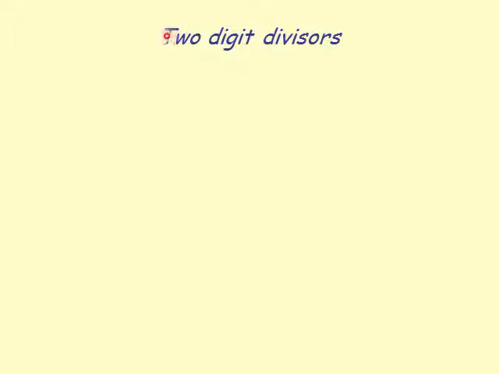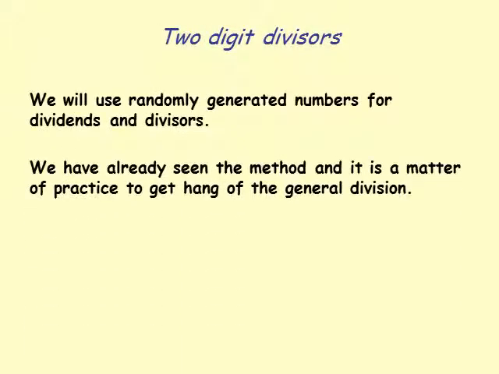Let's discuss what two-digit divisors are and what we are going to cover in this section. We will use randomly generated numbers for dividends and divisors. We have already seen the method, and it's a matter of practice so that you get the hang of it. It's general division, and we just need to practice. The first example I am going to use is 930169 divided by 85.